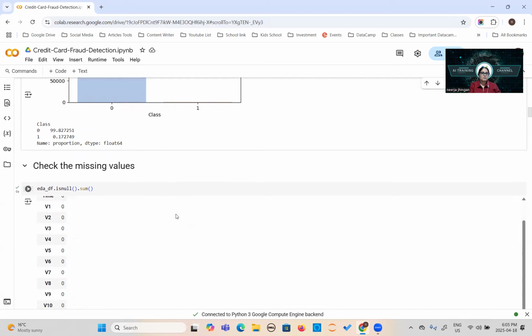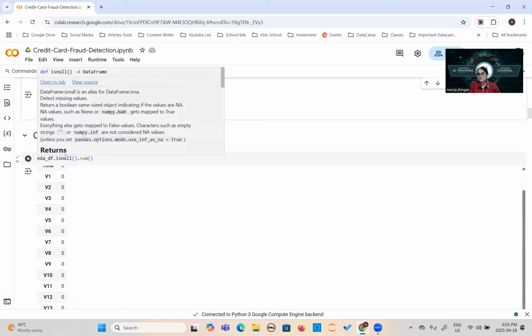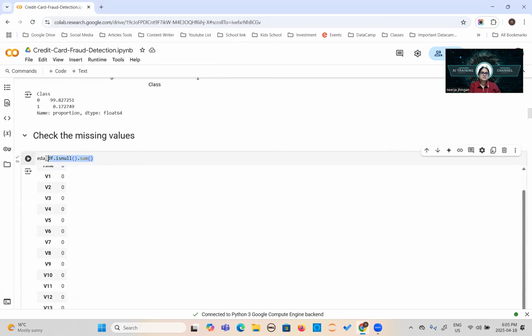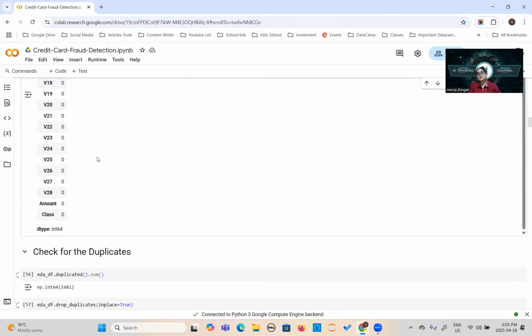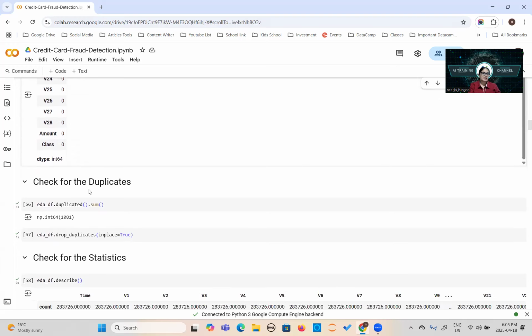And now we will start with checking the missing values. This is the basic method. We check isnull().sum(). It will tell you if any null, NaN, or missing value exists. If we look at this, there are no missing values. It's good to go. Now we will check for the duplicates.